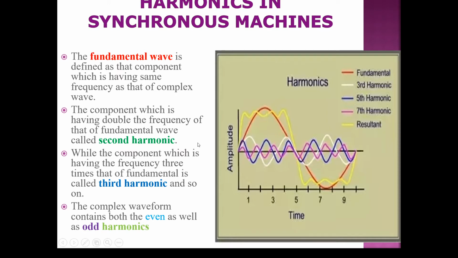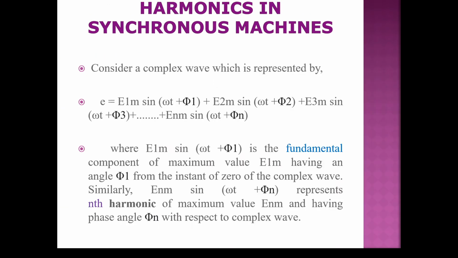And what is the second harmonic and what is the third harmonic? The second harmonic wave is nothing but a wave having double the frequency of the fundamental wave. What is the third harmonic wave? The component which has a frequency 3 times that of the fundamental wave is called the third harmonic, and so on. Okay, a complex waveform will contain both even as well as odd harmonics.